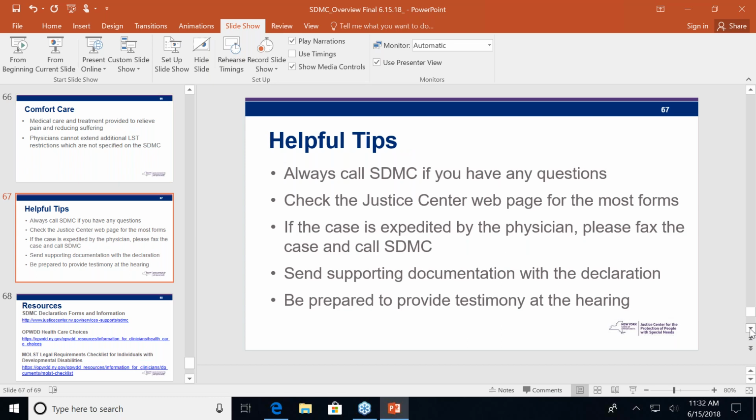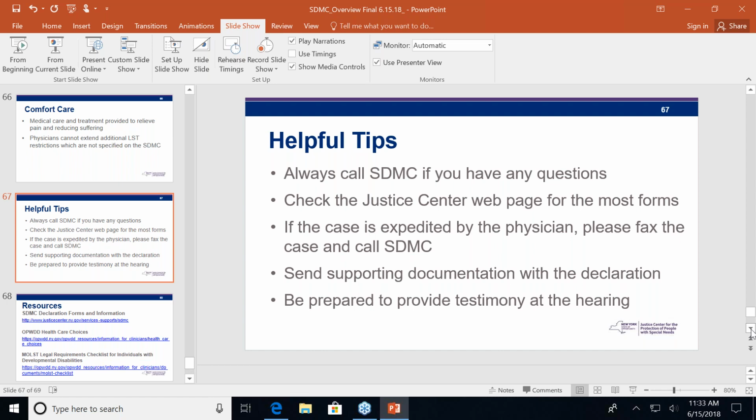And finally, helpful tips. Always call us if you have any questions, even if it's not SDMC related. If we don't know the answer, we might have a contact through OPWDD or even through OMH if you have patients that, if anybody is listening to this recording that serves OMH, we are always available to help. If you need something to clarify, we sometimes have physicians that are unwilling to accept family members as that are not appointed legal guardians. We have been involved in intervening in those circumstances as well. We can also contact MHLS or communicate concerns to them to make them aware of certain situations.